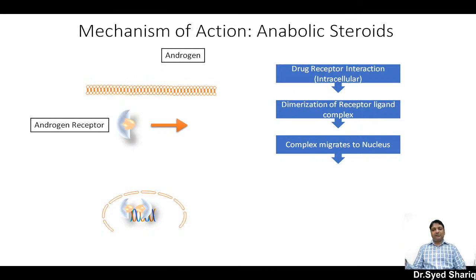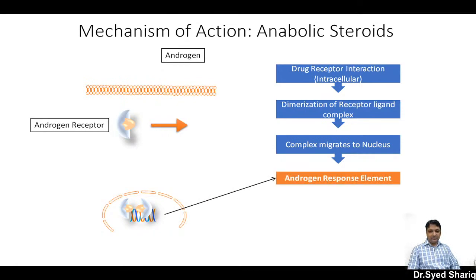and that part on which it will attach will be used. That part will cause transcription of certain elements of the androgen. These are called androgen response elements. It can increase the synthesis of some protein, or it can decrease the synthesis of some protein. And finally, it can modulate. Basically, it can increase also, it can decrease also. It will modulate the response. This is the androgen response element.